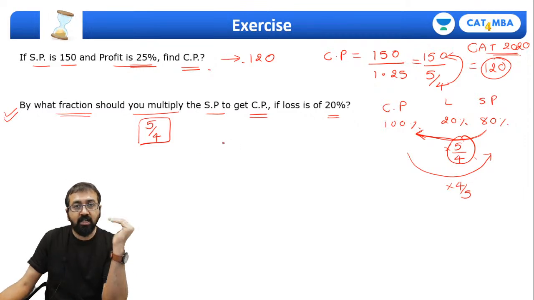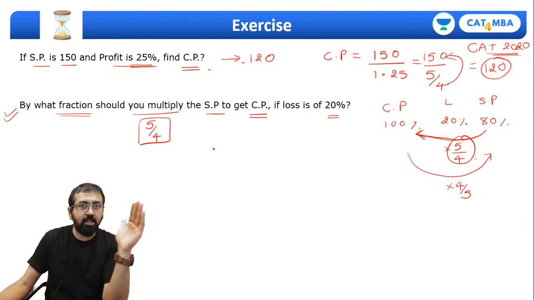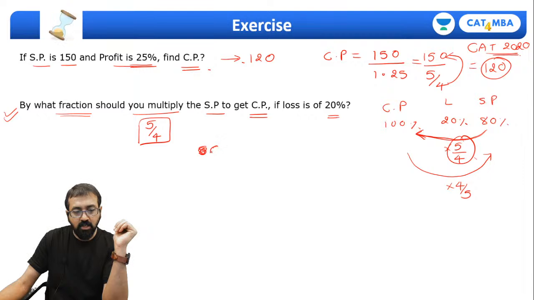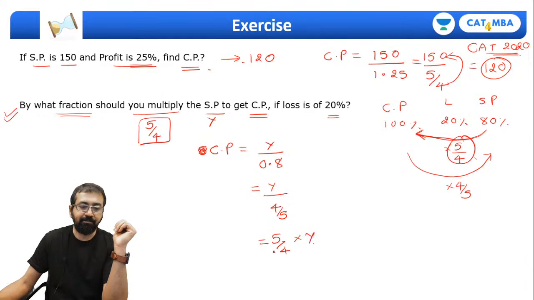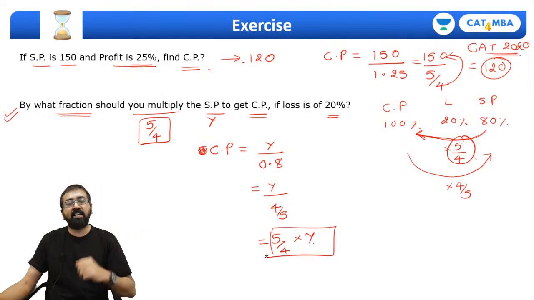So let's look at another method to solve this question. Let's go ahead with our formula method, the dividing factor method. CP is equal to SP. Let's assume SP is Y. So Y divided by loss 20%, so we'll divide that by 0.8. Now this is nothing but Y divided by 4/5, since 0.8 is nothing but 4/5. And this can be written as 5/4 into Y. Once again we got the same multiplying factor.